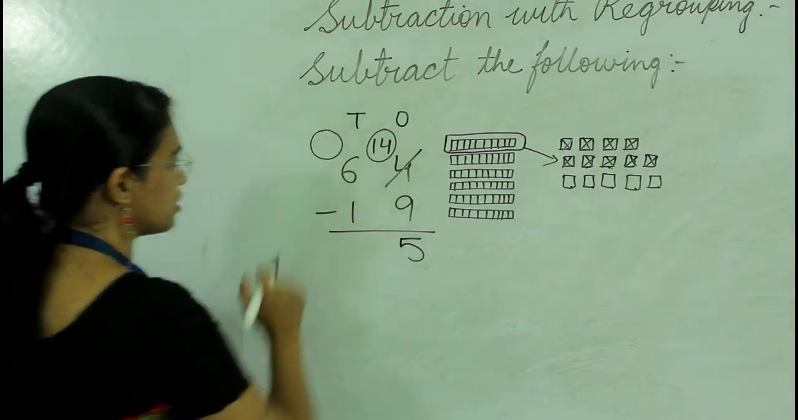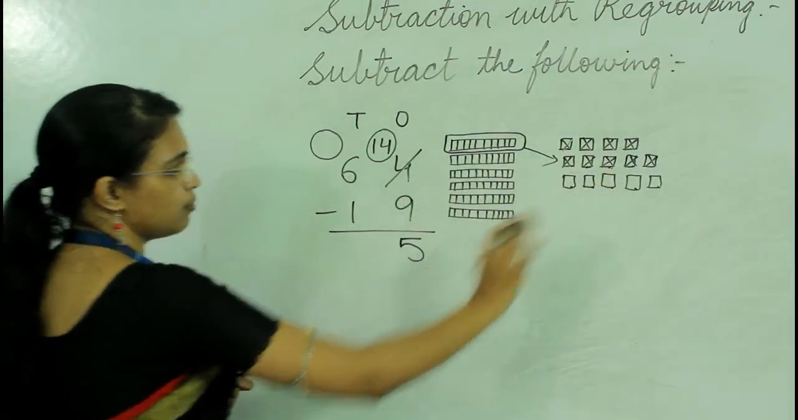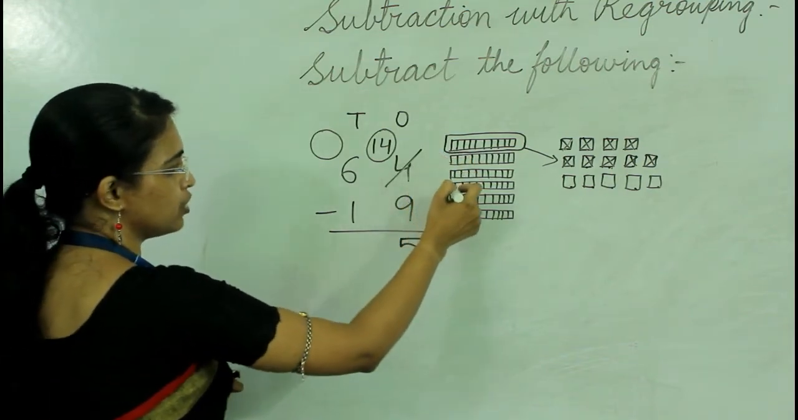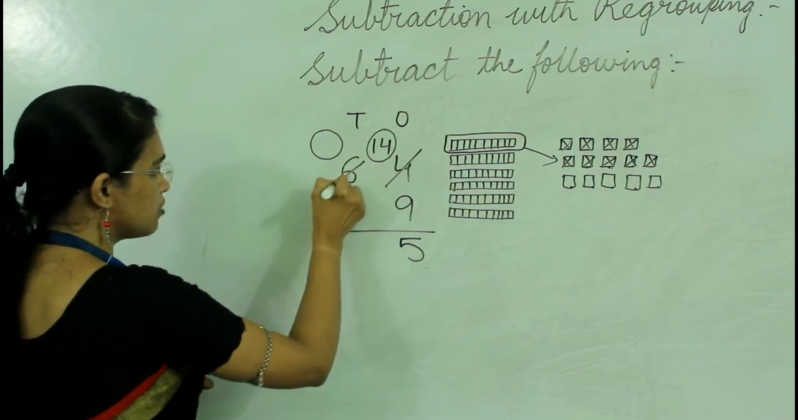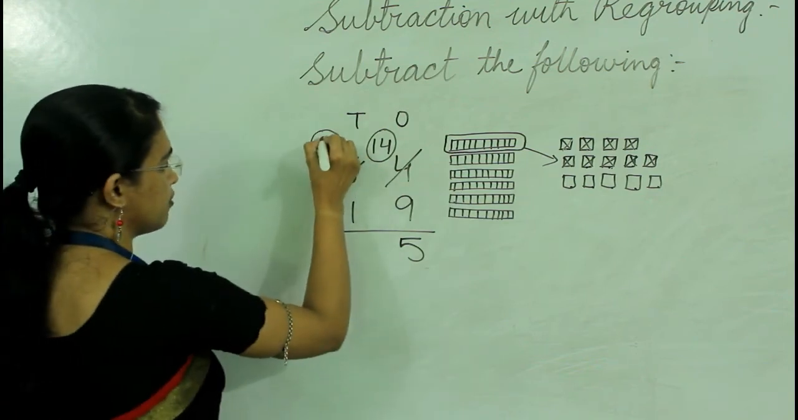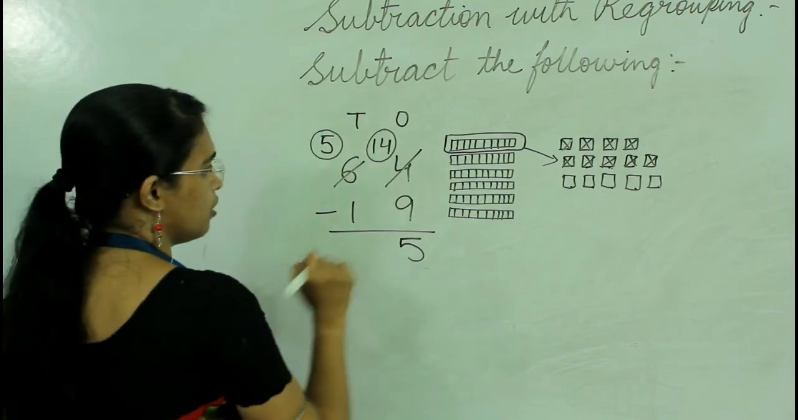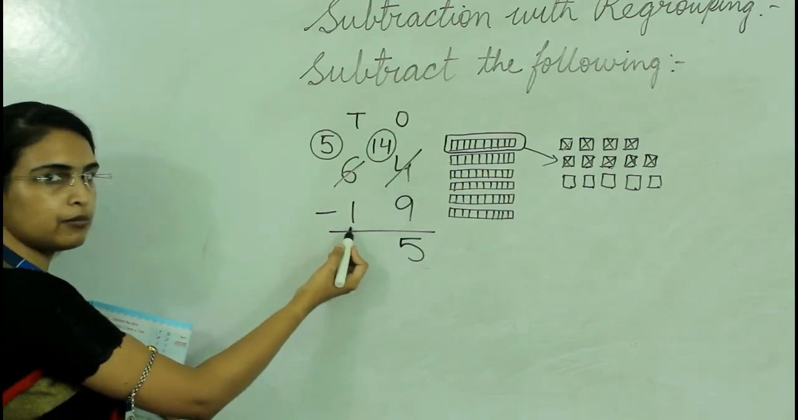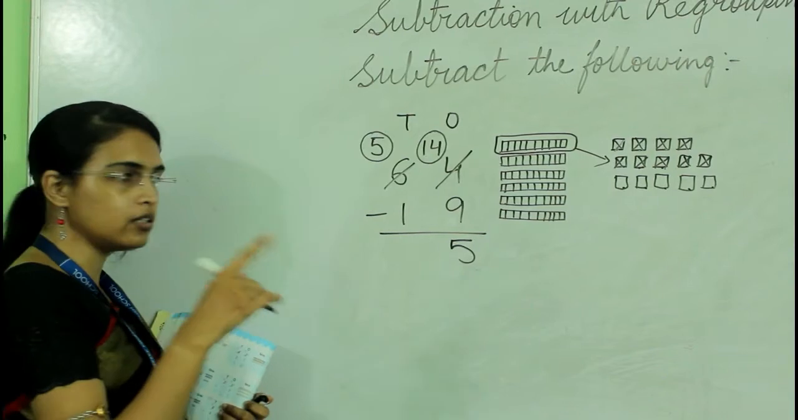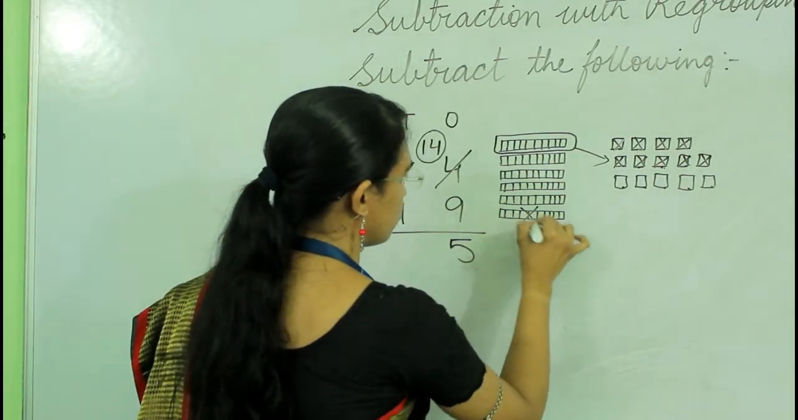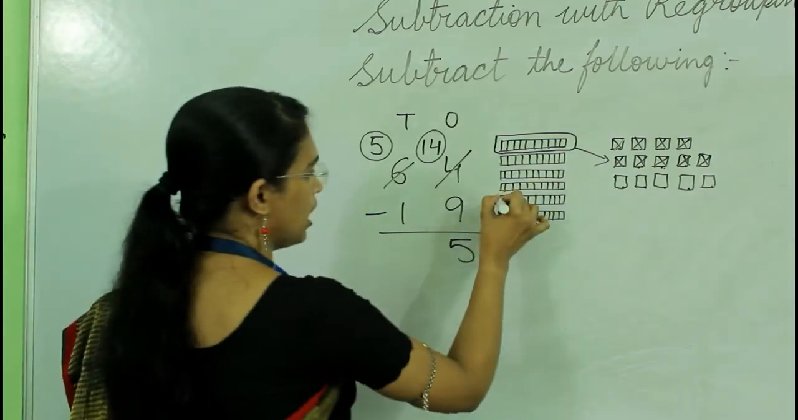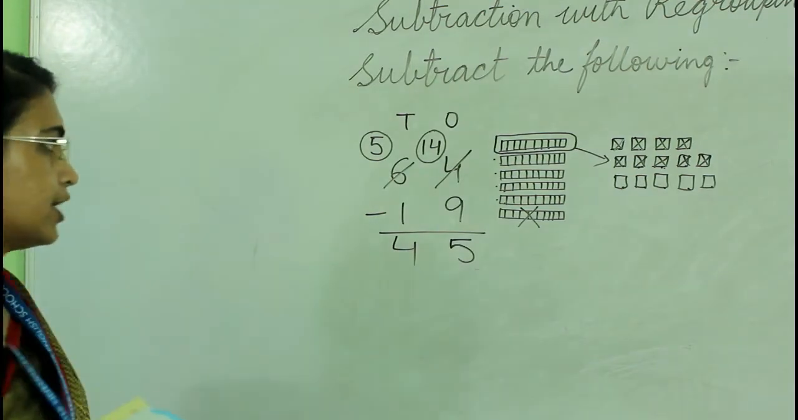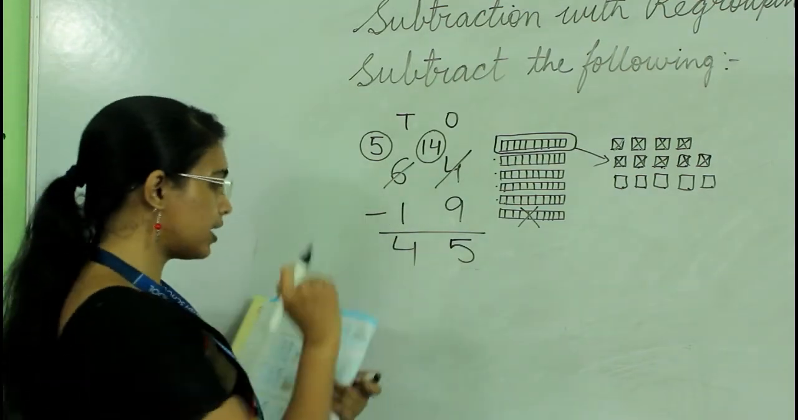Now we will do the tens place. After we have taken one group from these 6 groups, how many are left? 1, 2, 3, 4, 5. 5 groups. That means cut the 6 and make it 5, because in the tens place we have 5 groups. Now from 5 we have to subtract which number? 1. That means we have to cut one group. When we cut one group, how many groups are left? 1, 2, 3, 4. 4 groups. So our answer is 45. In this way you have to subtract.